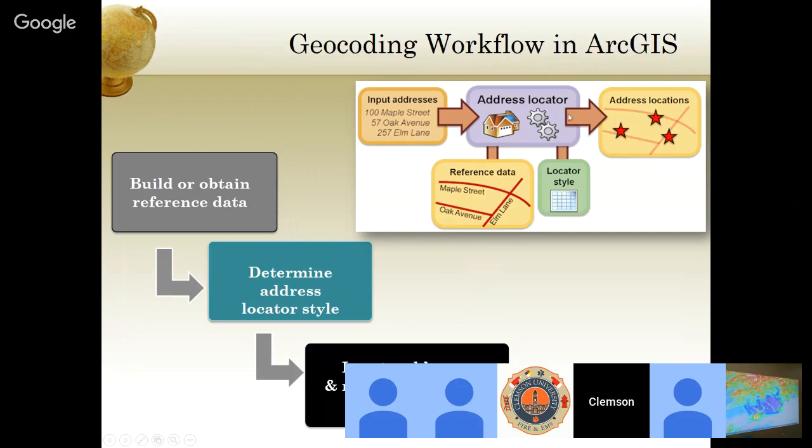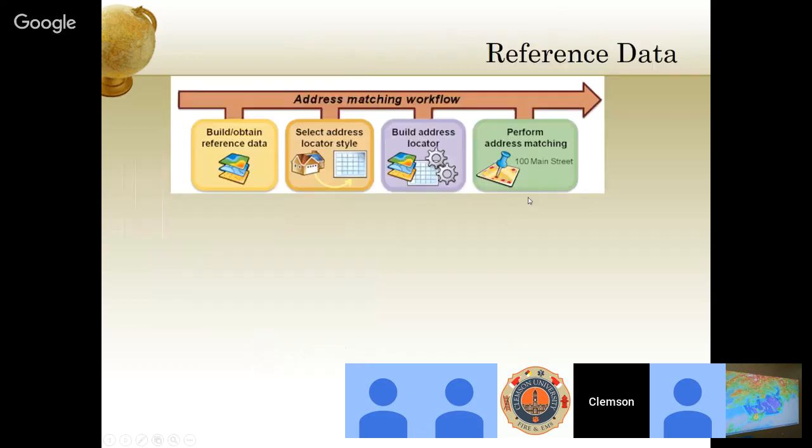So our workflow for when we perform geocoding: we first build or obtain our reference data. And again, we purchased some data sets that we'll use today. We'll determine our address locator style. We're going to work with street addresses, but these can also be things, again, like national parks. It could be counties, states, zip codes, FIPS codes, all sorts of stuff. And then you actually run the geocoding tool, which will locate the addresses and do this process of rematching things that didn't fit.